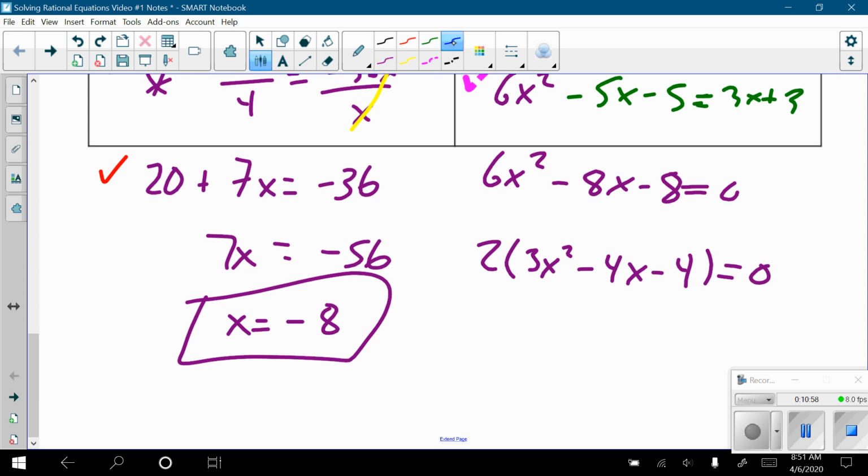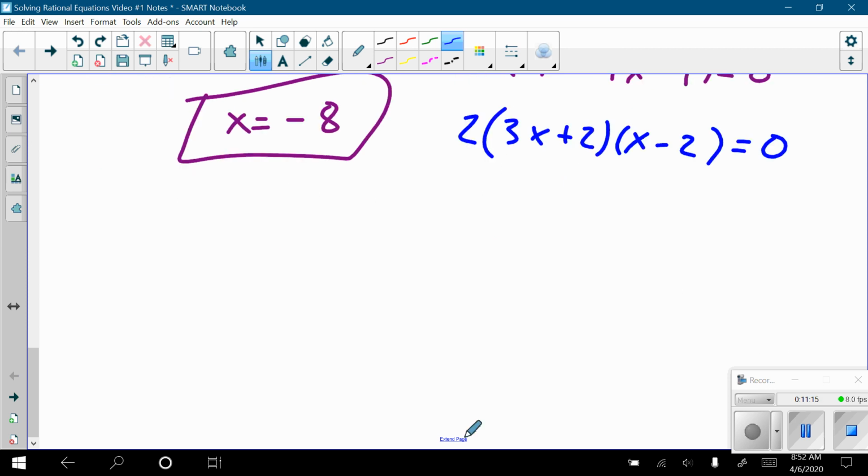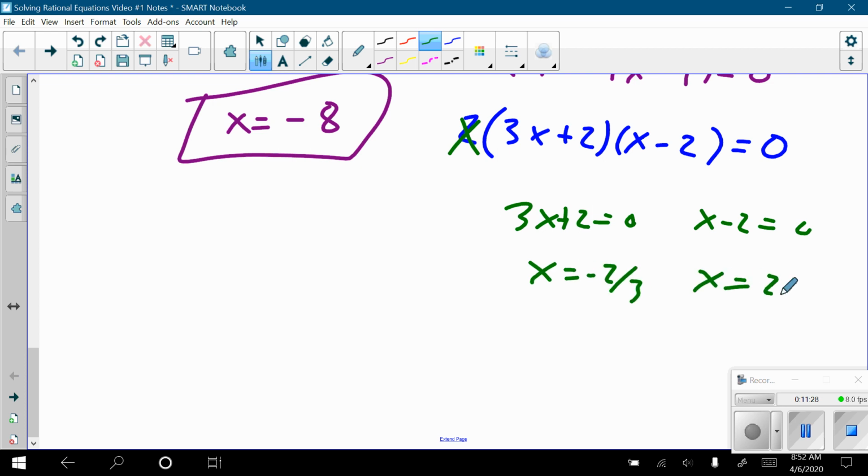I'm going to factor. However you guys want to factor. I think a lot of you guys would do the split the middle thing. I'm going to do the guess and check thing, just because I'm trying to practice it like Mr. Covey told me to. I'm going to guess and check and see that that ends up working out. If you do the split the middle, you should get the same thing. Set each factor equal to 0, keeping in mind that the 2 really doesn't do anything. I'm going to get x equals negative 2/3, and I'm going to get x equals 2 as my 2 solutions.